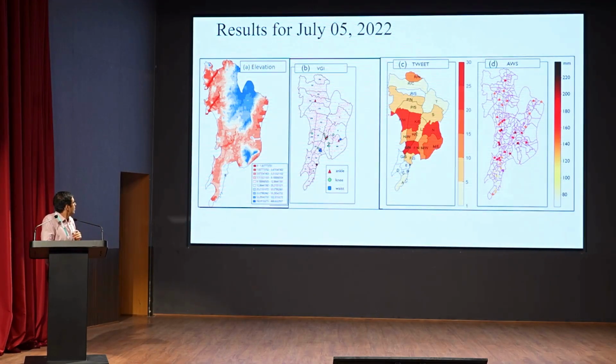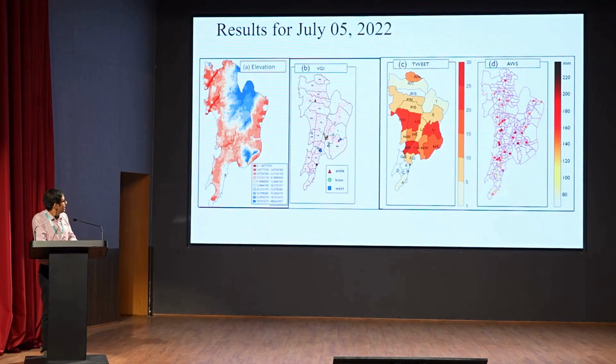For example, on a specific day, you can see the first one is elevation information. One of the peculiar things of Mumbai is that the red part is the low elevation region, and because of the orography, this region receives very high rainfall. Major slum areas are also concentrated over this region, so that results in an extremely vulnerable, high-risk region over those locations.